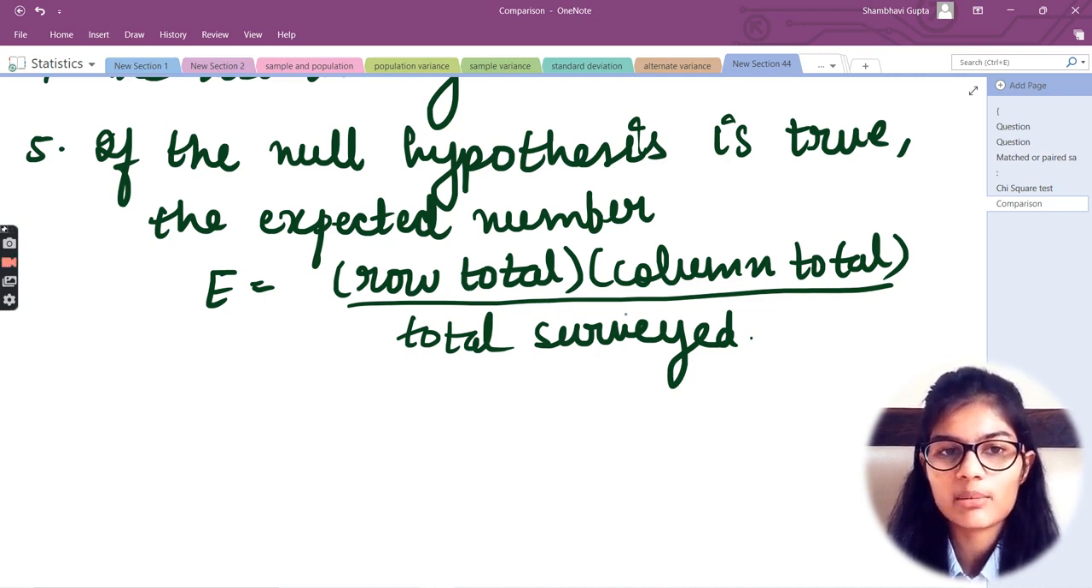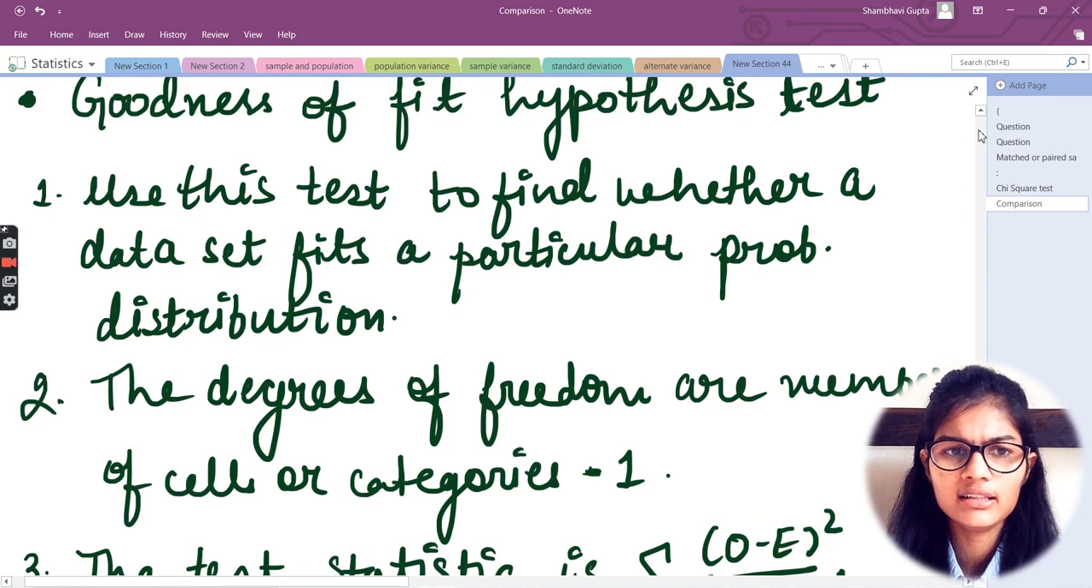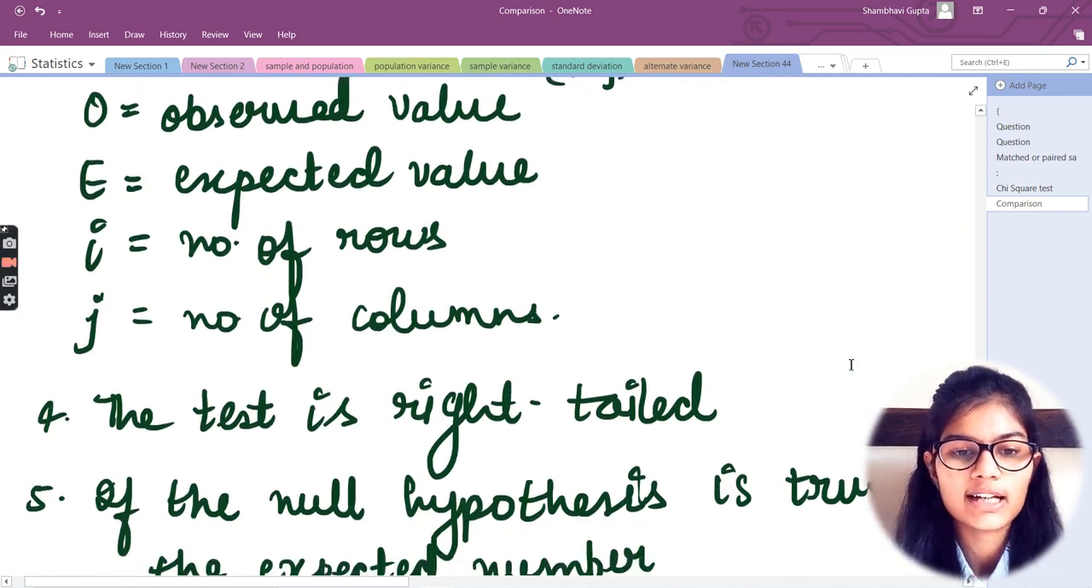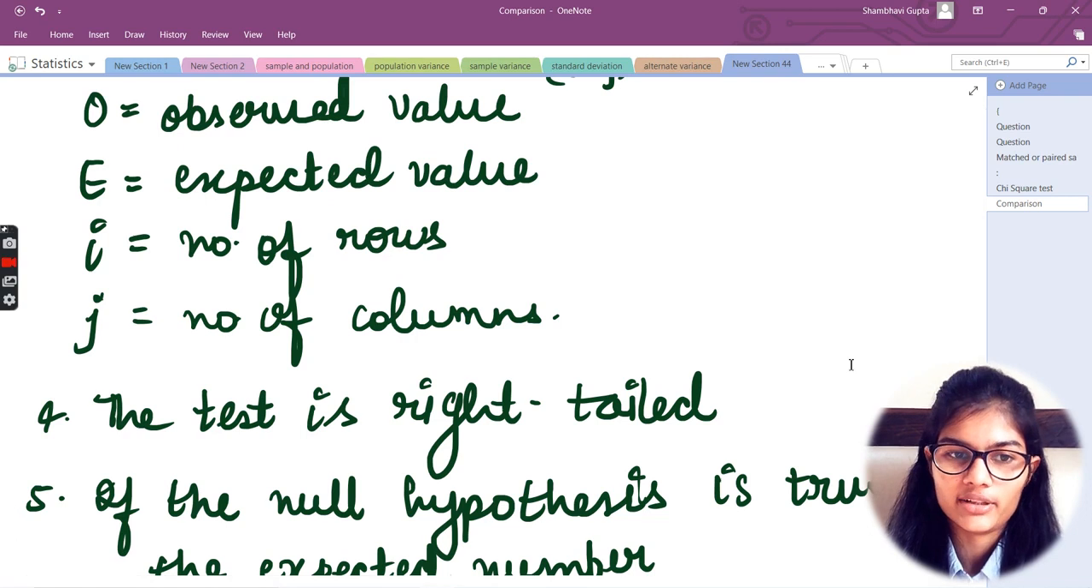So here we took the summary regarding the test of independence, and the one above was the goodness of fit hypothesis test. Now we are left with two things: the test of homogeneity and the test of a single variance. So we will see that in the next video.